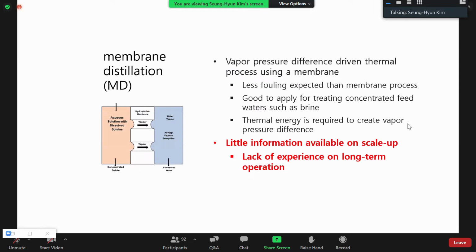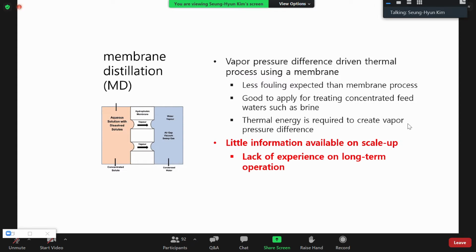Okay, membrane distillation is a thermal process driven by vapor pressure difference using membrane. So compared to other membrane processes, with this one you expect less fouling. Probably that's the reason we apply this one to treat concentrated feed waters like brine. But the downside of this technology is thermal energy requirement. Thermal energy is required to create the vapor pressure difference.